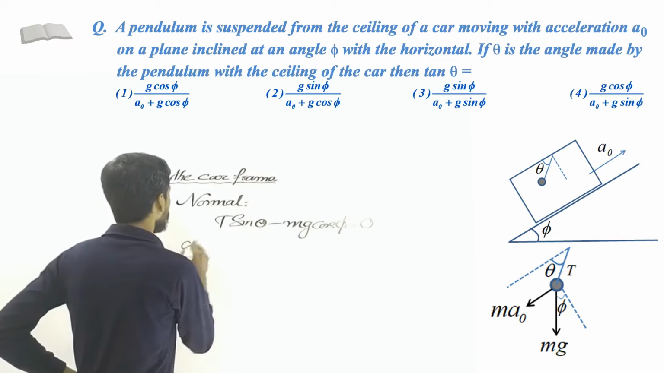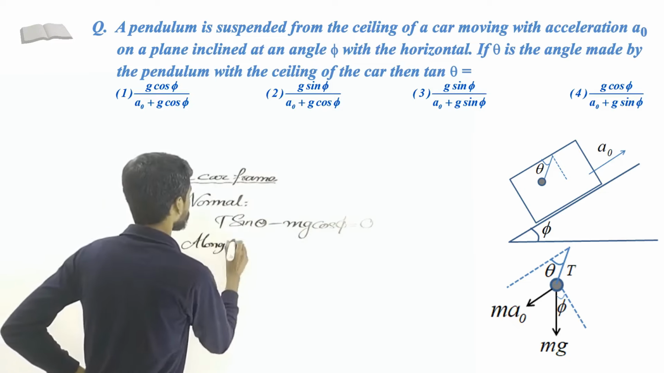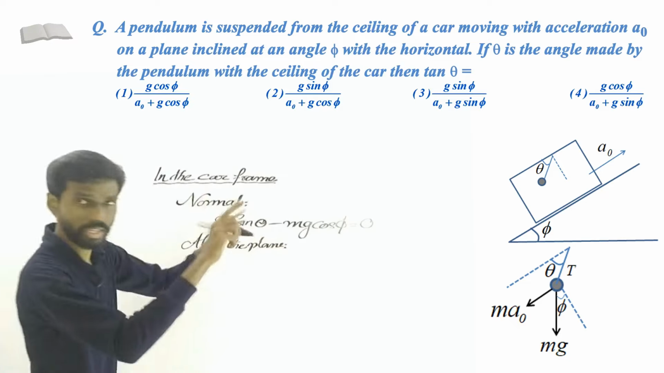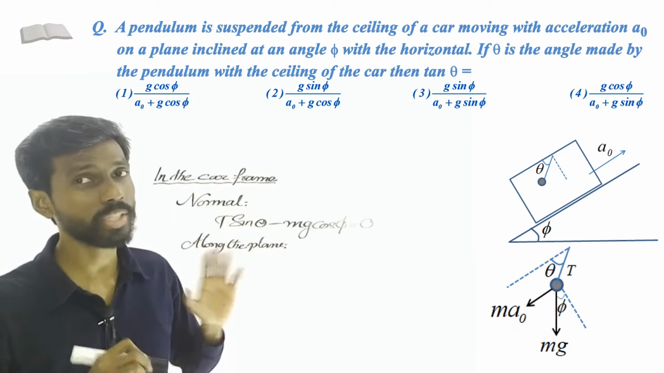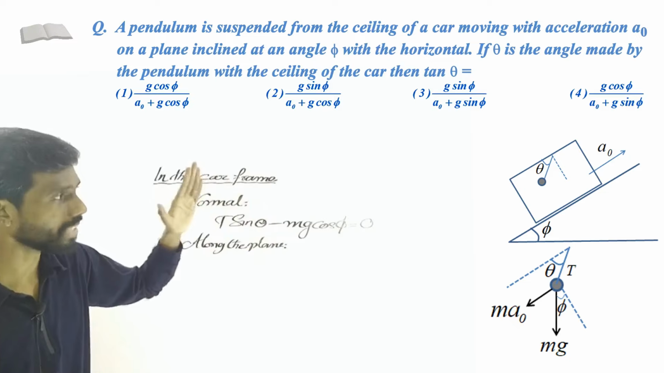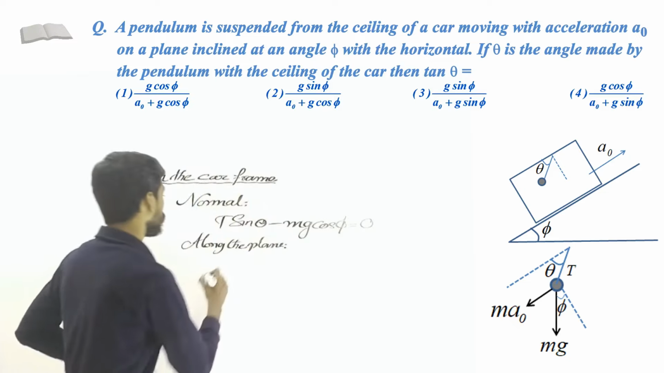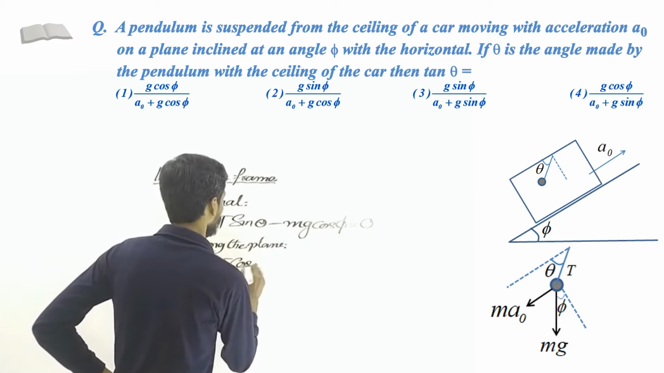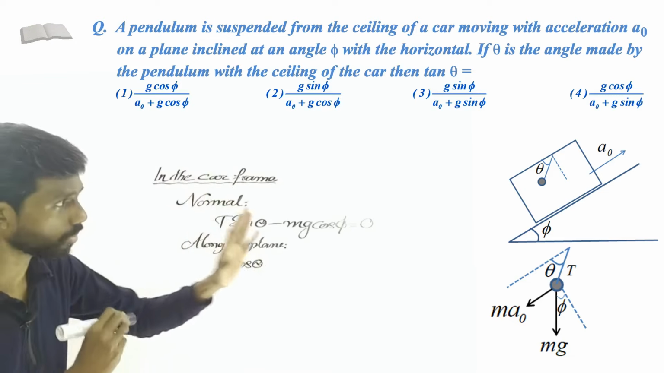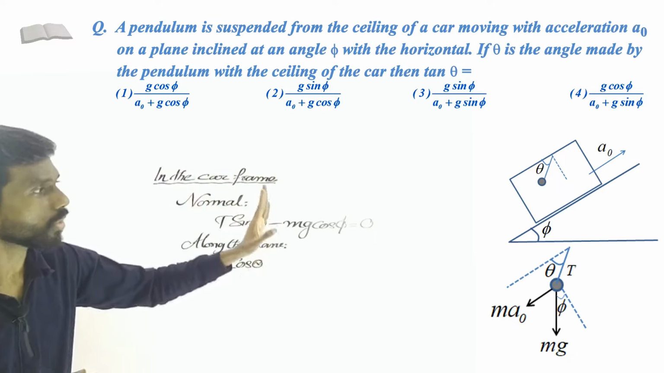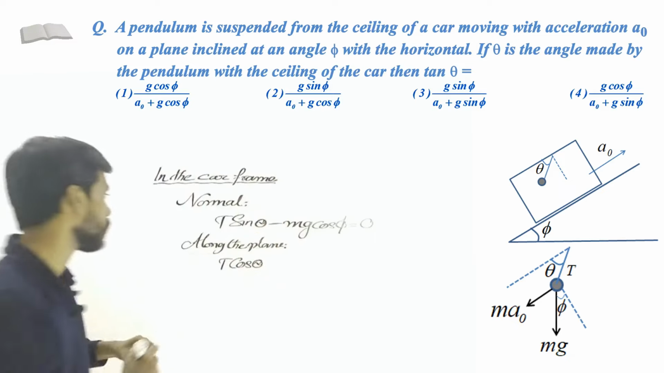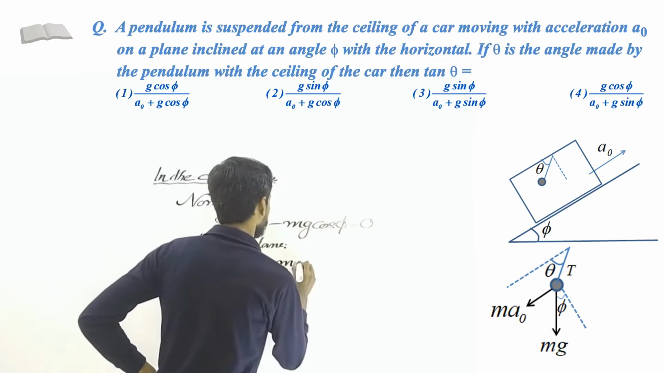Now we will consider the forces along the plane. So what are the forces acting along the plane? Along the plane, there is the component of the tension force. Tension force in this direction, component of tension, so same theta, right? That means T cos theta. And also the component of the gravitational force, right? Gravitational force is in the downward direction, so we have to take its component also. So 90 minus phi, so mg sin phi, in the opposite direction, so minus mg sin phi.